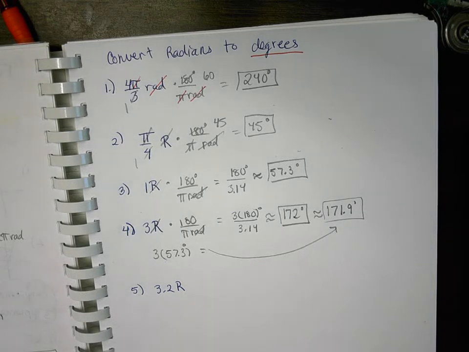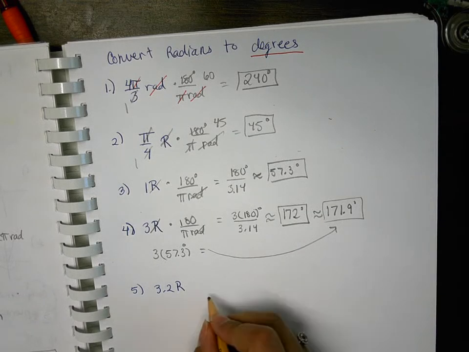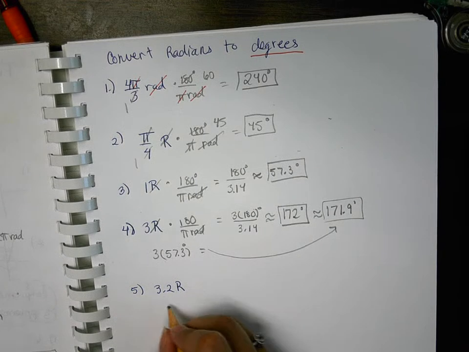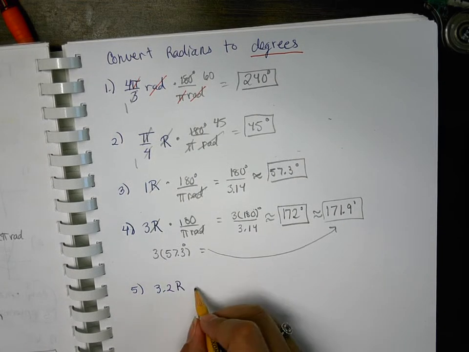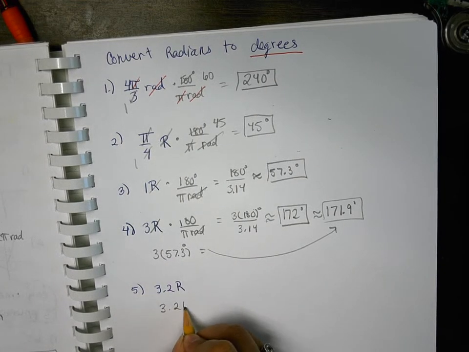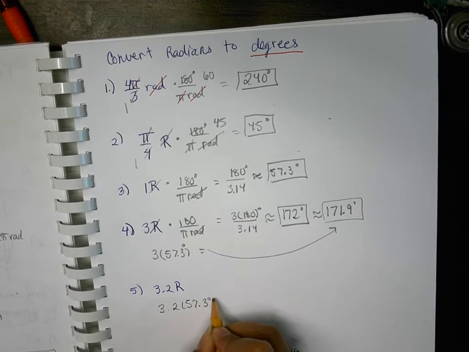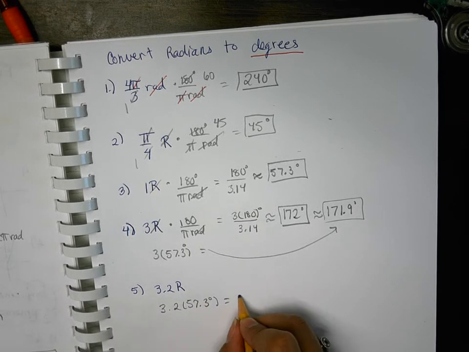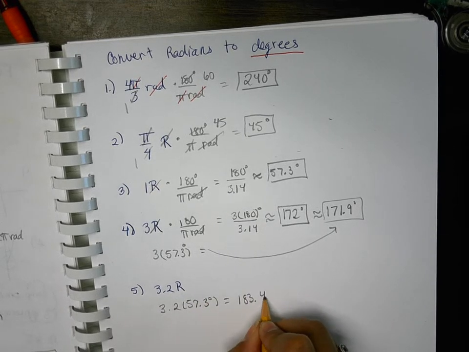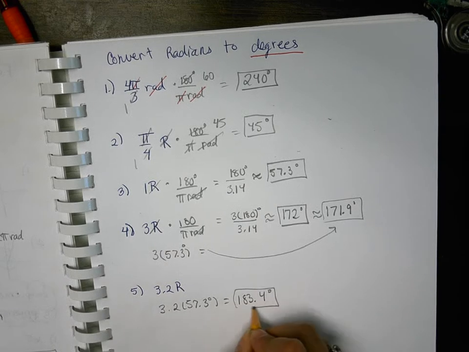All right, anybody have an answer? What do you have? 183.4. Anybody want to share how you did it? Yeah, I'll share. Okay, go ahead. I times 57.3 by 3.2. Okay, so you did it this way here? The easy way, 3.2 times 57.3 degrees, and you got what? 183.4. Did anybody do it this way?